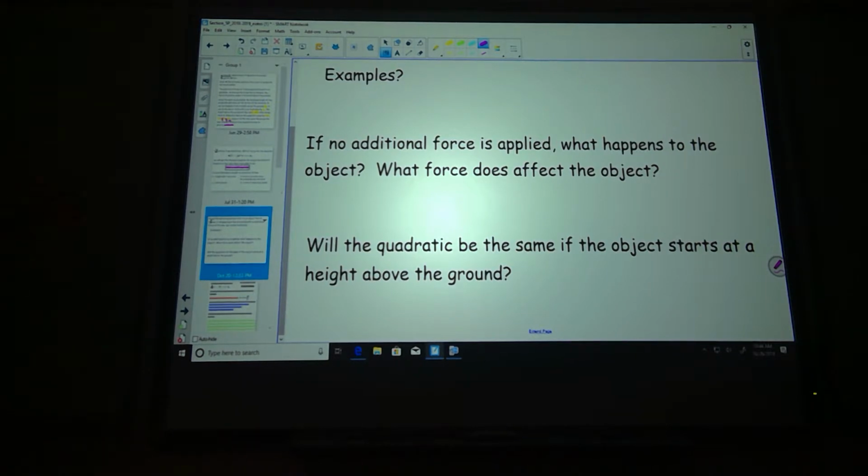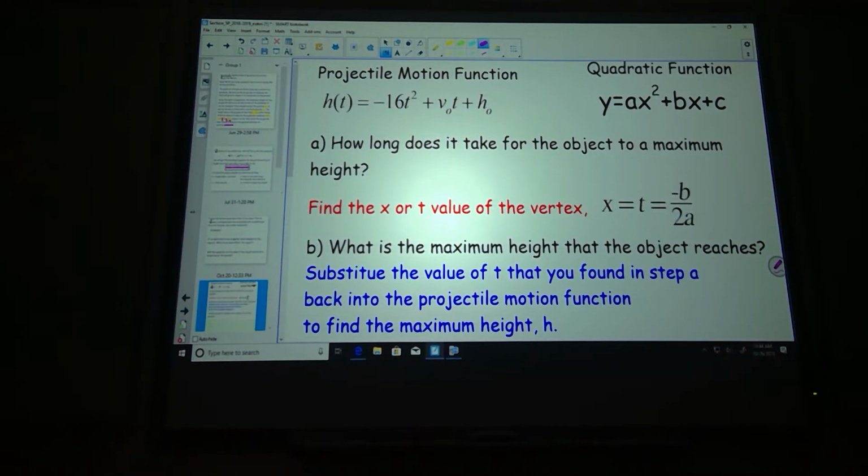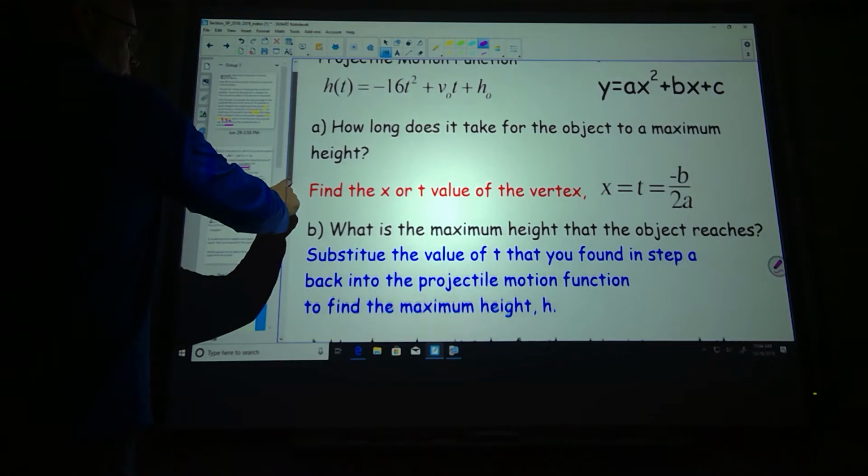All right. Let's play with this. Projectile motion, quadratic function. How long does an object take to reach the maximum height? Okay, so x equals t. T is equal to negative b over 2a. Negative b over 2a finds us the x component of the vertex. You then plug that in to find the y component of it, and you find the vertex. Or you use that calculator, and you find a max.